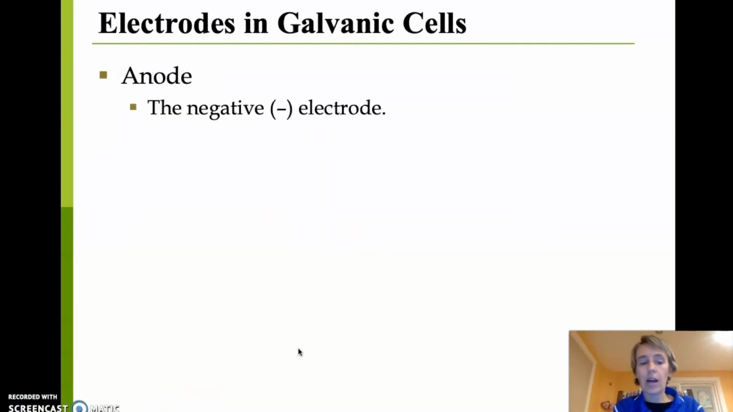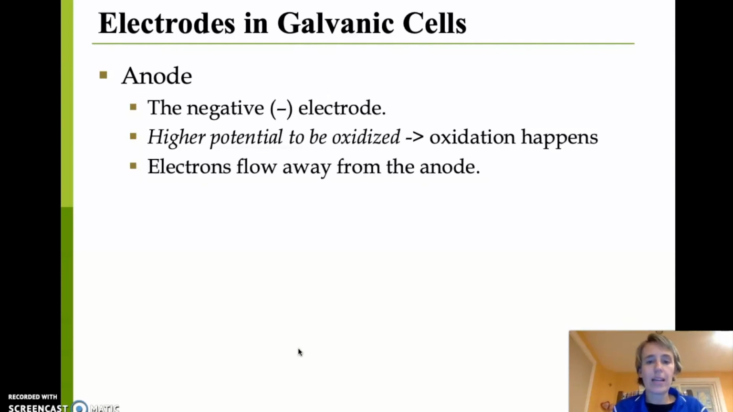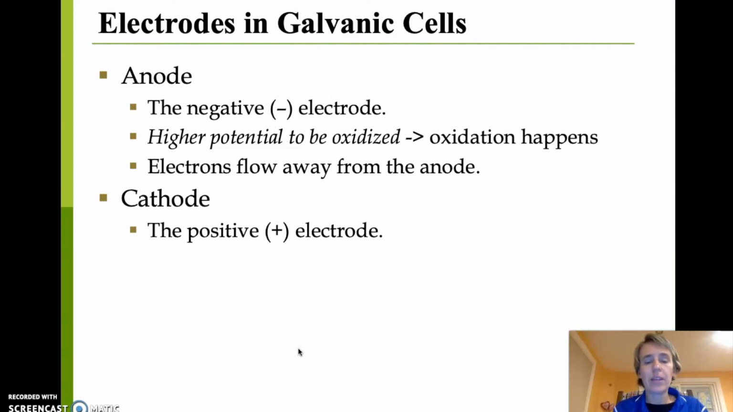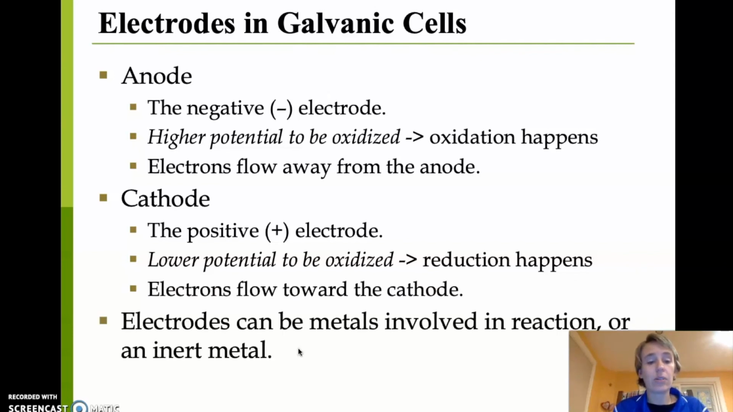So just to recap, a few terminology things. The anode is our negative electrode, and it's the material that has the higher potential to be oxidized because it's where oxidation happens. So electrons would then be flowing away from that anode toward the cathode. The charges here make sense as well. If our electrons are flowing away from the anode, they're being attracted to that positive electrode, the cathode. This is a material that has a lower potential to be oxidized, and therefore reduction is happening at that cathode. And electrons are flowing towards it.